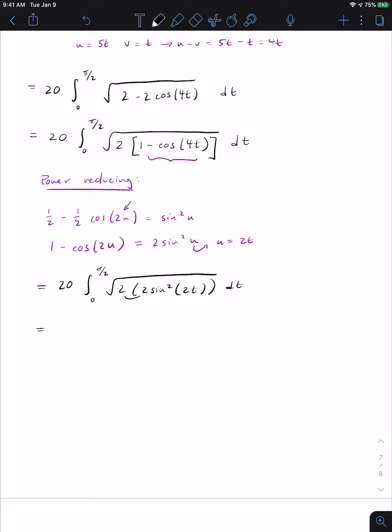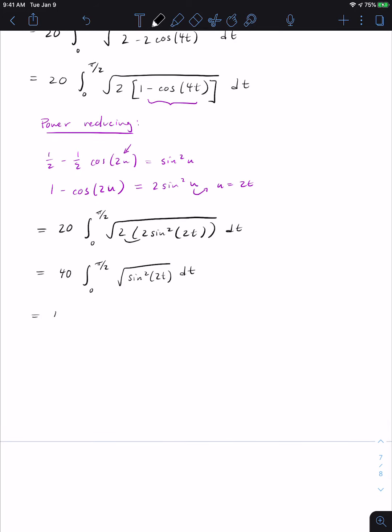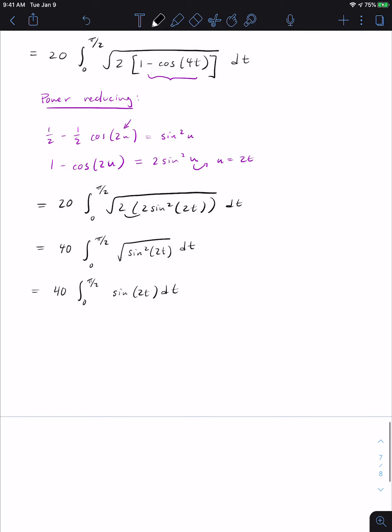So the square root of 4 is 2, so I get 40 times the integral from 0 to pi over 2 of the square root of sine squared of 2t dt. Whew, we're getting there, right? So now 40 times the integral from 0 to pi over 2 of sine of 2t dt. Finally, now it is a simple integral, right? 40, now I take the antiderivative of this. The antiderivative is negative 1/2 cosine of 2t, evaluated from 0 to pi over 2.